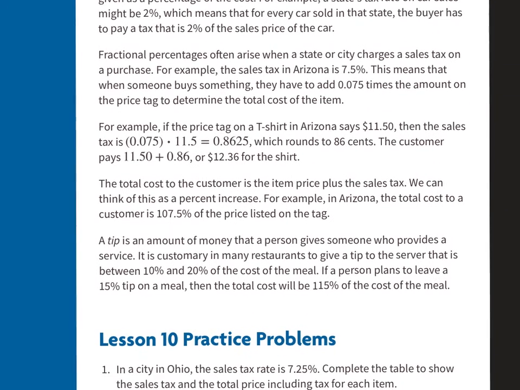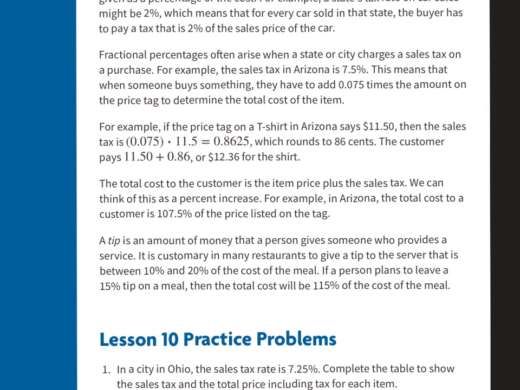Fractional percentages often arise when a state or city charges sales tax on a purchase. For example, the sales tax in Arizona is 7.5%. This means that when someone buys something, they have to add an additional 0.075 times the amount on the price tag to determine the total cost of the item. For example, if the price on a t-shirt in Arizona is $11.50, we go $11.50 times 7.5%, and we get 0.8625, which is 86 cents. So we go $11.50 plus 86 cents, and we get $12.36 for the shirt.